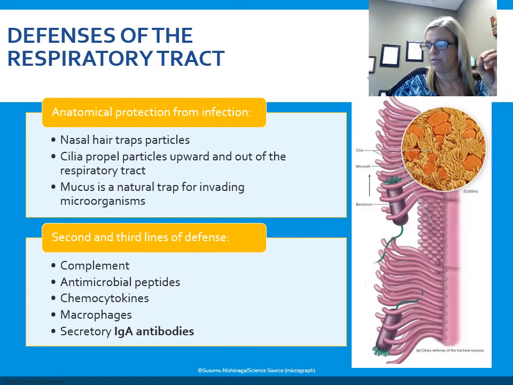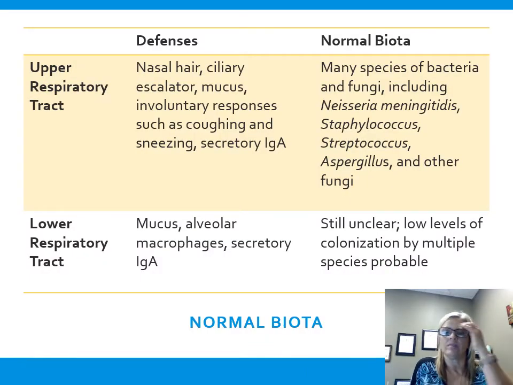Our second and third lines of defense also assist. We can have complement activated, antimicrobial peptides, and increased levels of chemokines that help battle microbes and pathogens in the lung. We have macrophages in the alveoli and tonsils, and you will also find secretory IgA antibodies in the mucus.